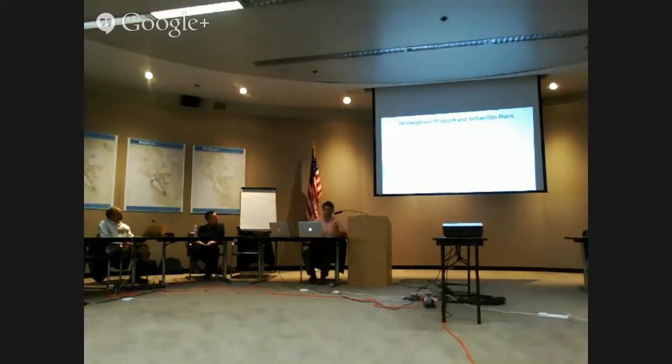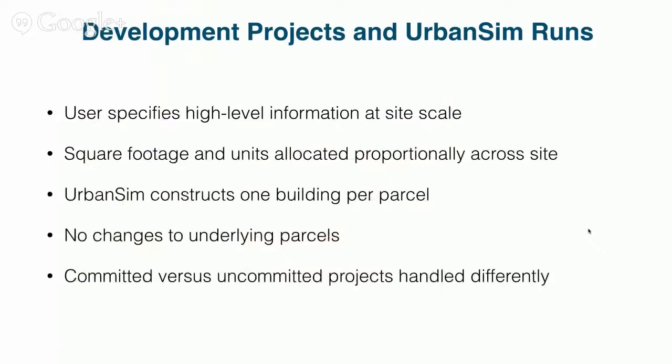Okay, so just in summary of development project, it's high-level information, site scale, so you're going to get effectively uniform buildings across the entire site. The square footage and residential units will be allocated across those buildings. You're going to get one building per parcel. The parcels in development projects don't change. You're not affecting anything on the parcel.